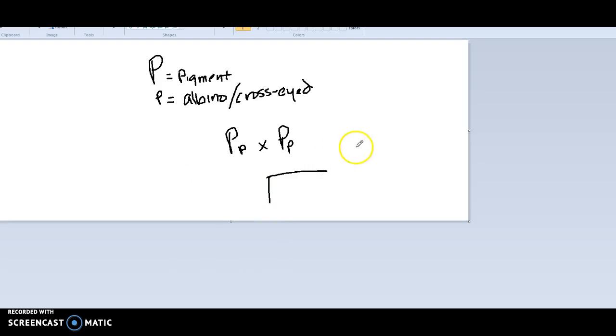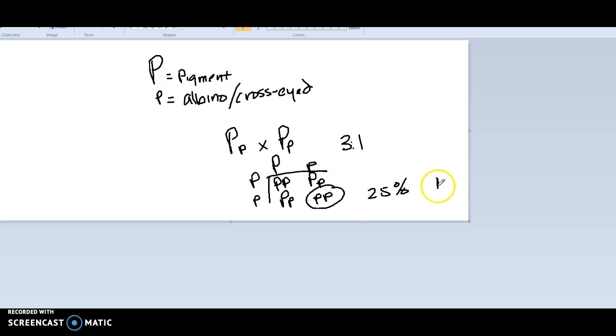This is going to give us that traditional 3-to-1 ratio in Mendelian genetics. We work it out. That would be a normal pigmented, normal pigmented, normal pigmented. And then here we have white and therefore cross-eyed, so 25% would be white, and the same would be cross-eyed, so that would be A as the answer.